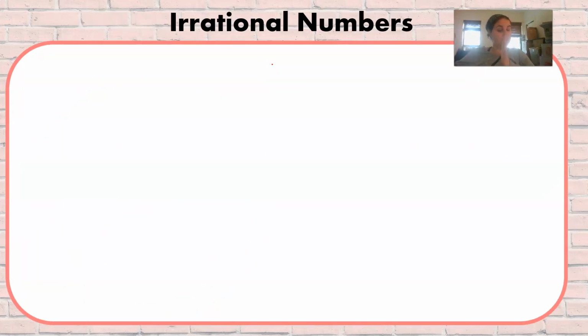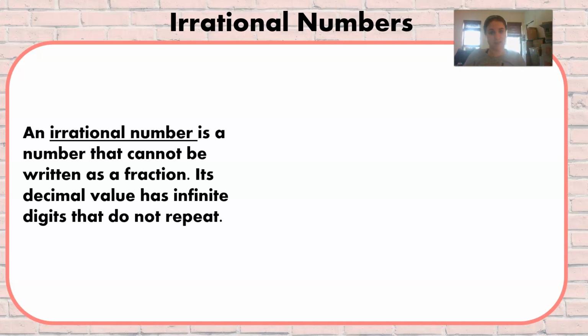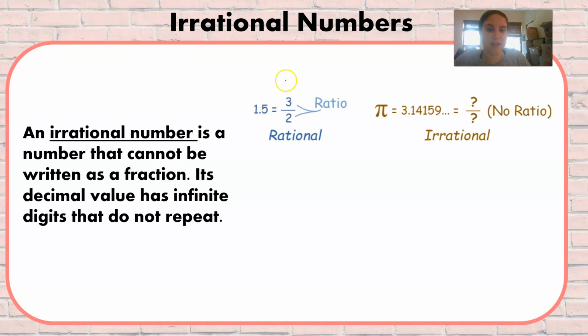Now we have rational numbers, so any number that can be written as a fraction, and then we have irrational numbers. Irrational numbers are numbers that cannot be written as a fraction. Its decimal value has infinite digits that do not repeat, and we will talk more about irrational numbers. But the main thing to know is that irrational numbers are just not rational. They cannot be written as fractions. So here's a rational number, 3/2. That's rational because I can write it as a ratio or a fraction.